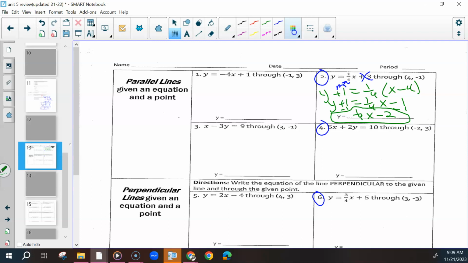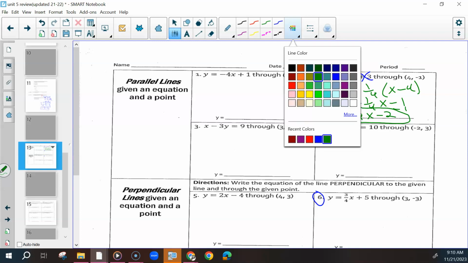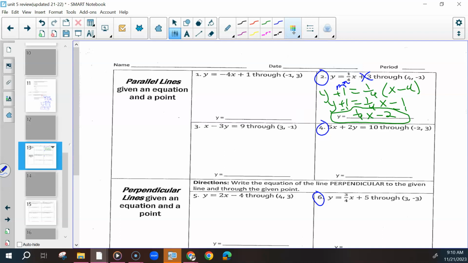So remember, in this state, those are the easier ones. And then with each step, it gets harder. Number 4, you would need to solve the equation first. Subtract 5x. Divide everything by 2.